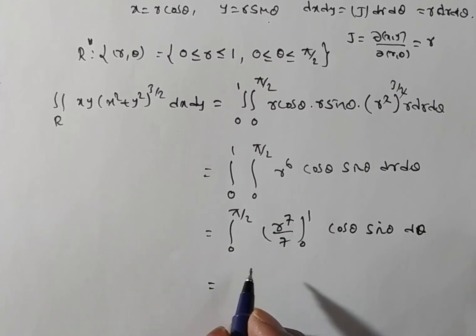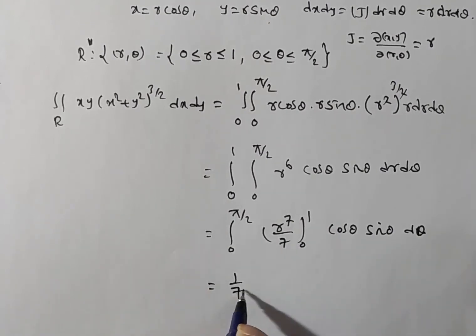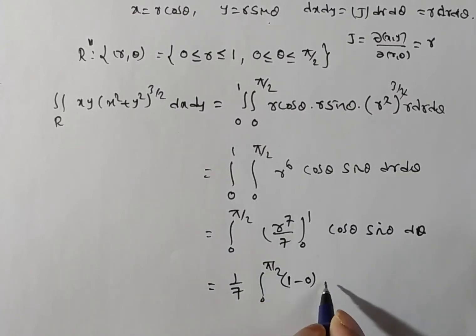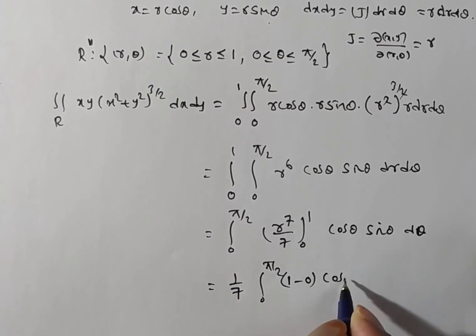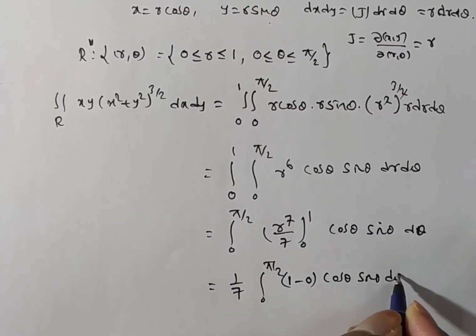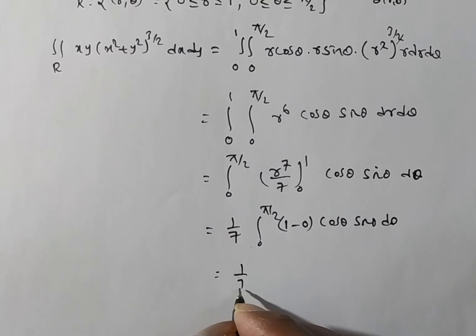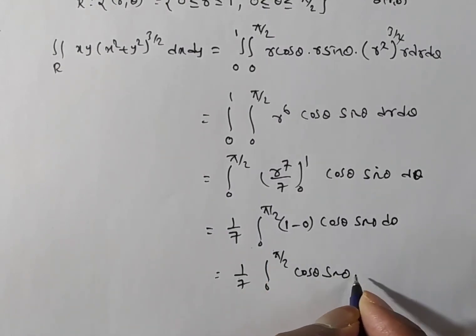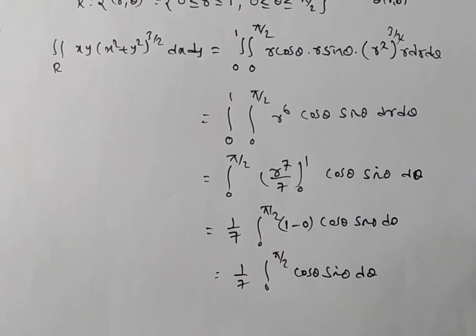Now substituting the limits, 1 by 7 I can write outside. Upper limit gives 1, lower limit is 0; 1 power 7 is 1, 0 power 7 is 0. So this is equal to 1 by 7 times the integral from 0 to pi by 2 of cos theta sin theta d theta. Friends, in this case you cannot apply Wallis theorem, because here the powers are 1. Whenever the powers are 1, we cannot apply it.